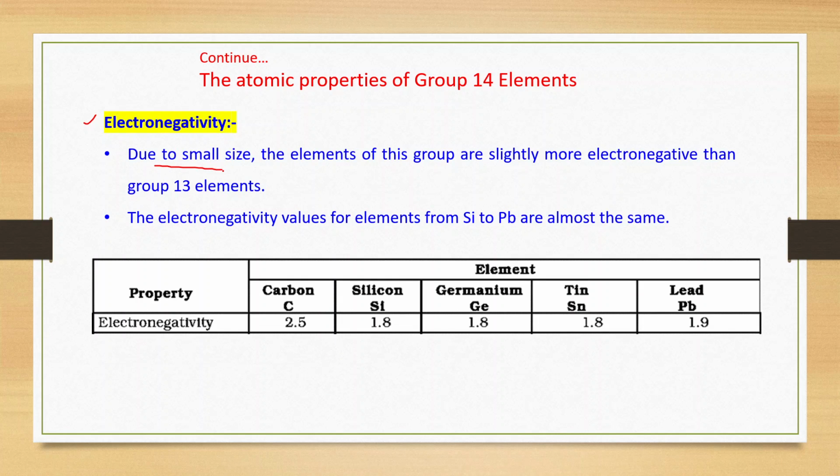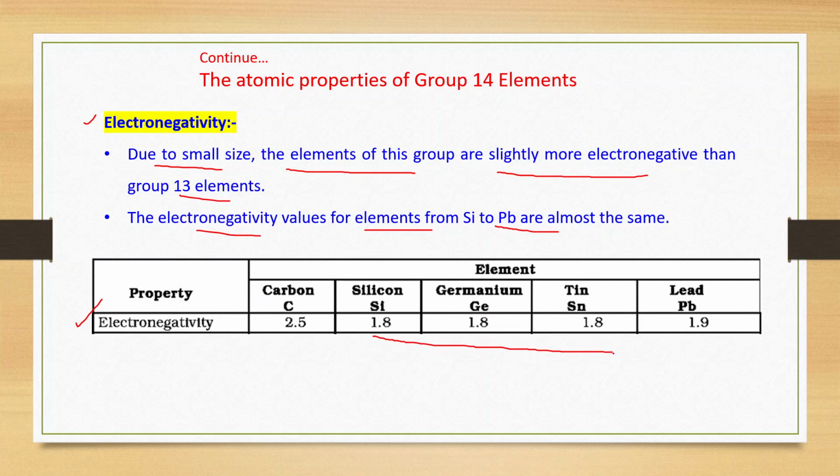Electronegativity. Due to small size, the elements of this group are slightly more electronegative than group 13 elements. The electronegativity values for elements from silicon to lead are almost the same. You can see from this table, silicon to lead, almost the same. But from carbon to silicon, it decreases.